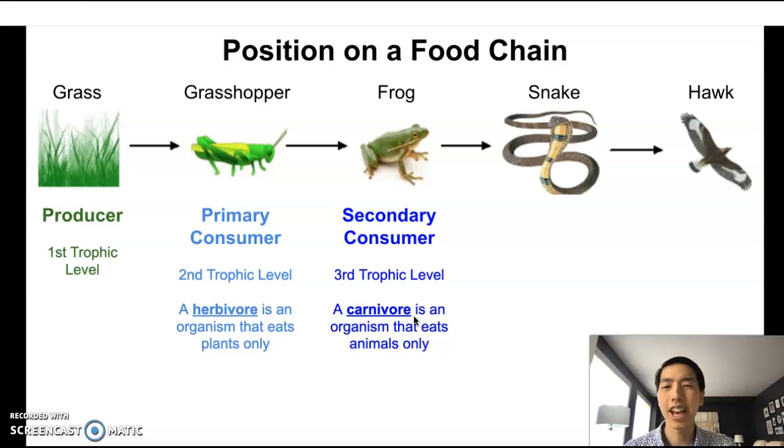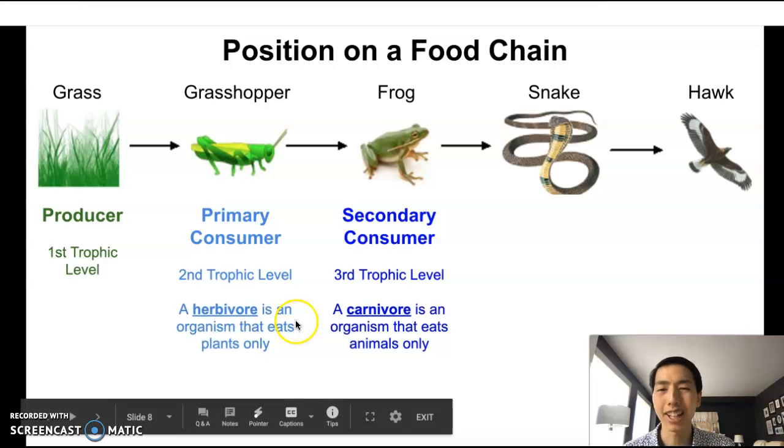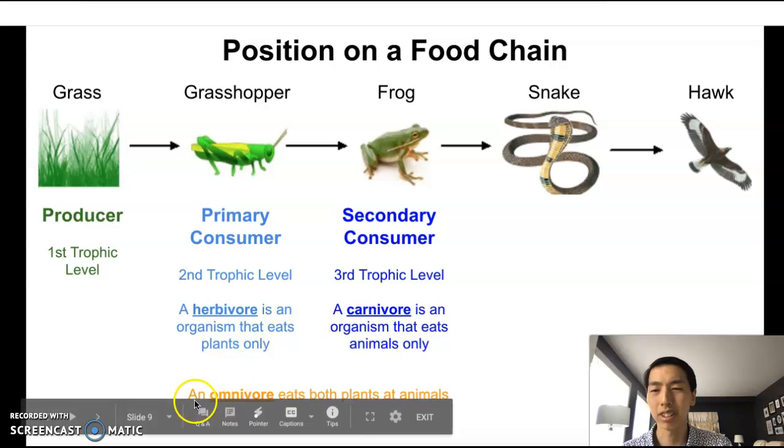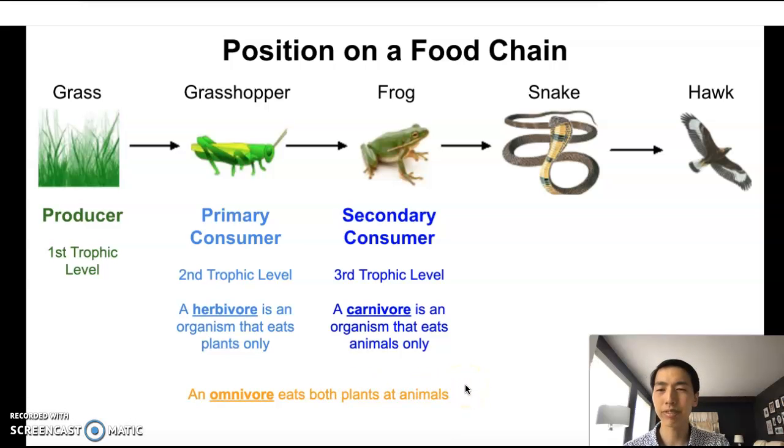So what if you have an animal that eats both plants and animals? Like human beings, for example, unless you're a vegan, you eat both plants and animals. Well, those are called omnivores. An omnivore eats both plants and animals. So examples would be humans, or raccoons, or bears. They'll eat both plants and animals.